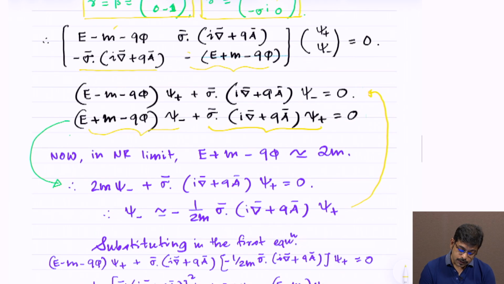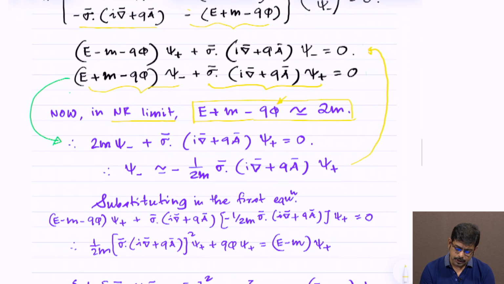Now, let us use the non-relativistic limit once more. In this non-relativistic limit, I assume that E plus m minus q phi is roughly 2m. This is not very difficult to understand: you are saying that the energy is mostly driven by the rest mass of the particle. So, E is roughly equal to m with c equal to 1, and I am assuming in the first iteration that the scalar potential phi is 0. So, this E plus m minus q phi is roughly 2m.